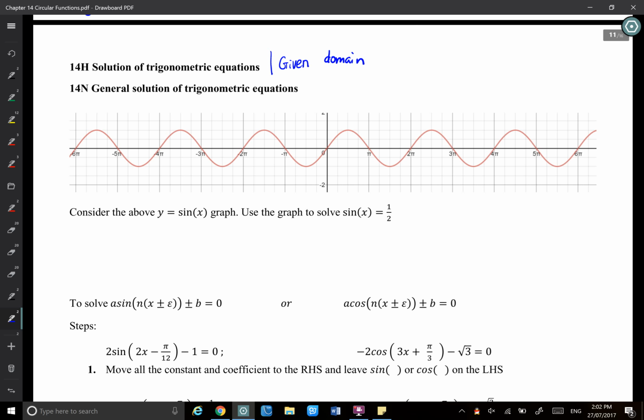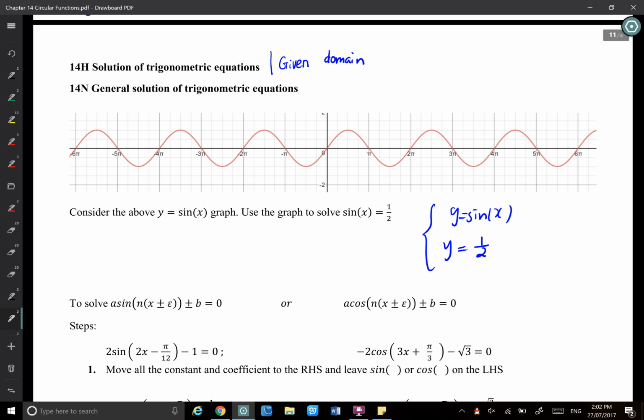So I'll explain more about that. Don't worry about the title. Just have a look at this graph. I give you a sine graph, with a period from negative 6 pi to 6 pi. I want to solve sine x equals a half, which is basically solving y equals sine x and y equals a half simultaneously. Basically, we're trying to find the intersection between those two graphs.